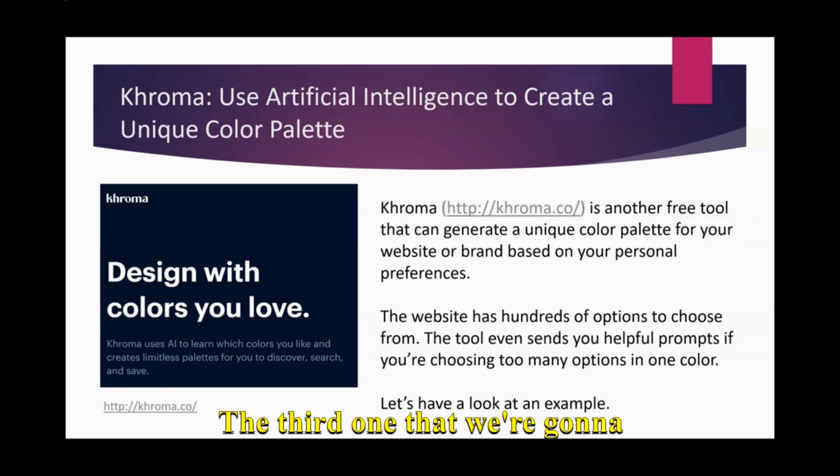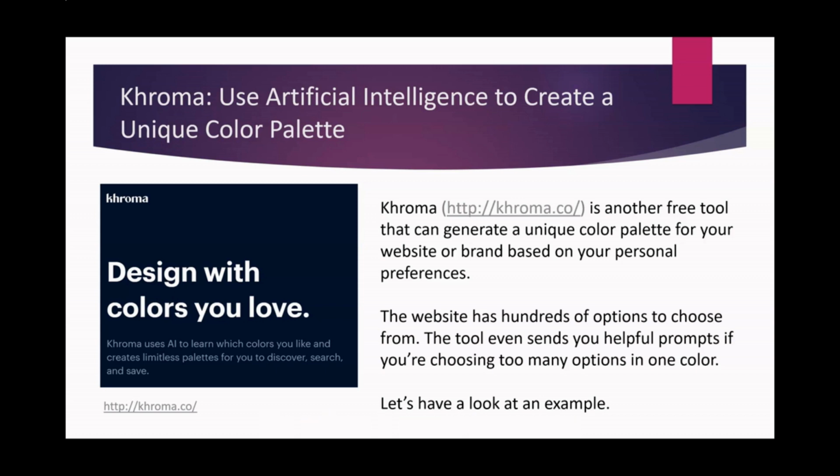The third one that we're going to talk about is Chroma.co. So this is using artificial intelligence to help you create a color palette. Obviously, artists and graphic designers, this is the kind of thing they can just do, but let me tell you, I, left to my own devices, will pick colors that clash all the time.